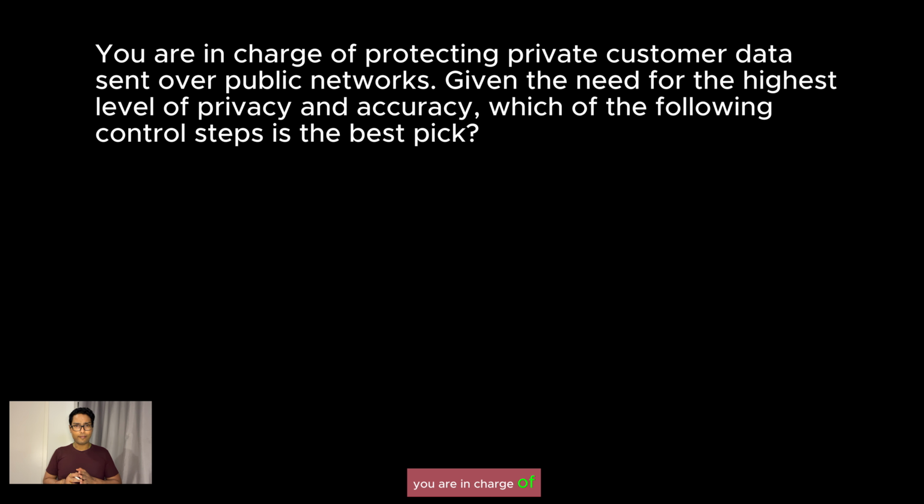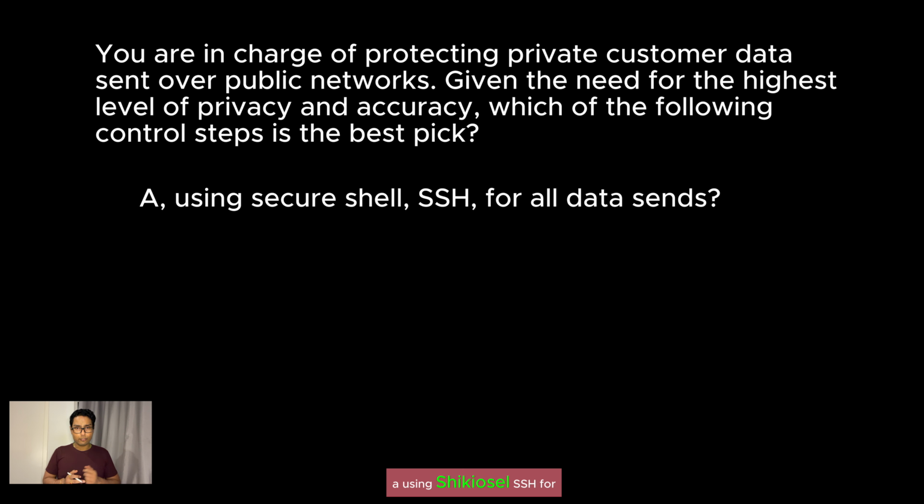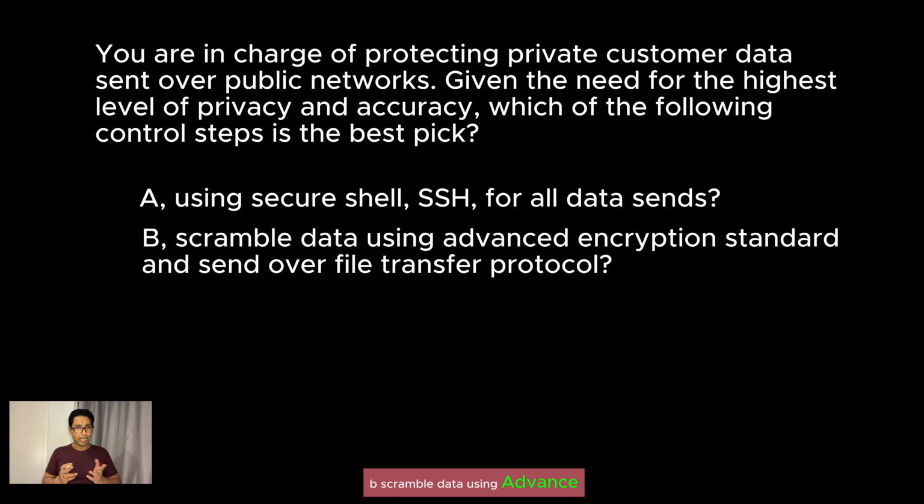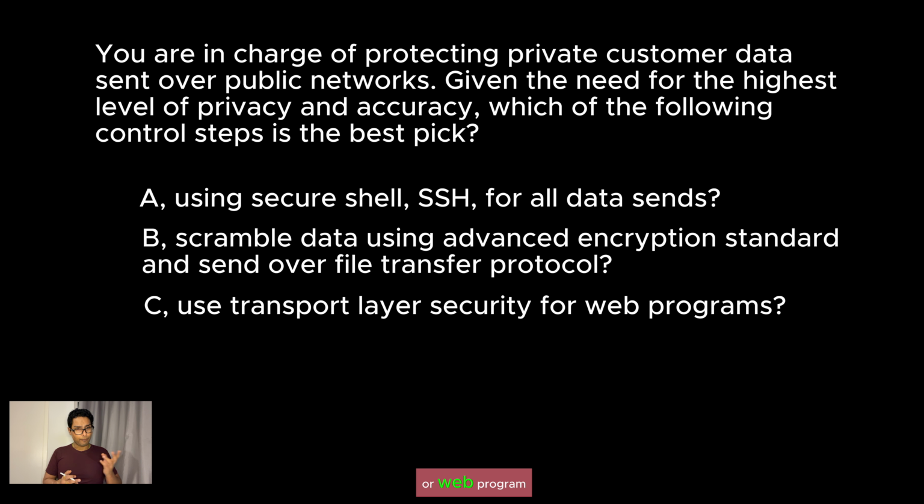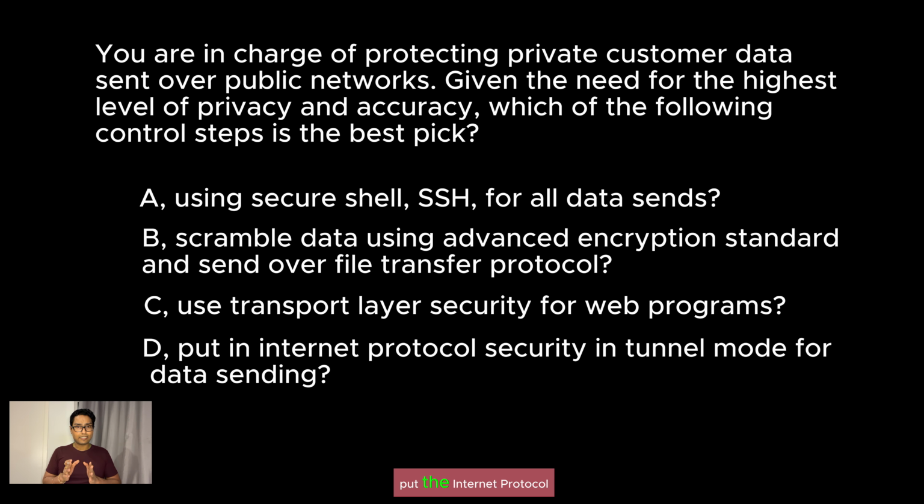Let us take another example. Okay, you are in charge of protecting private customer data sent over public networks. Given the need for the highest level of privacy and accuracy, which of the following control steps is the best to pick? A. Using Secure Shell, SSH, for all data sent. B. Scramble data using Advanced Encryption Standard, AES, and send over File Transfer Protocol, FTP. C. Use Transport Layer Security, TLS, or a web program. Or D. Put Internet Protocol Security, IPSec, in tunneling mode for data sending.